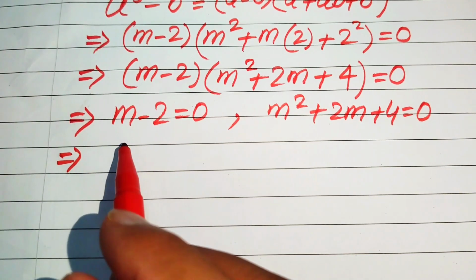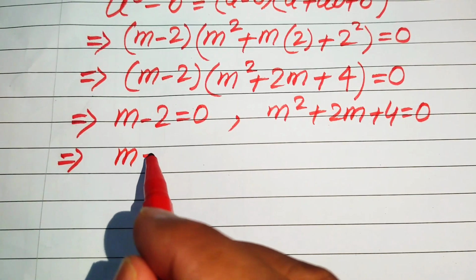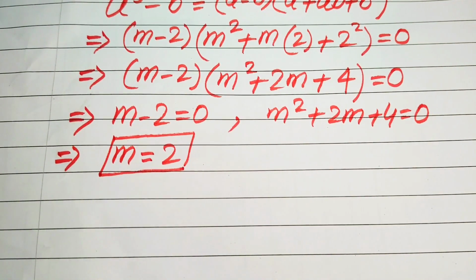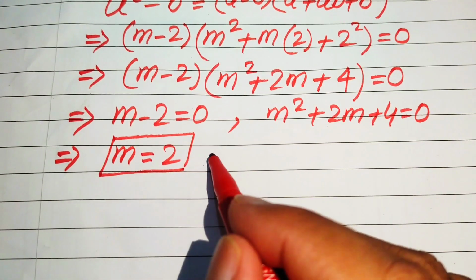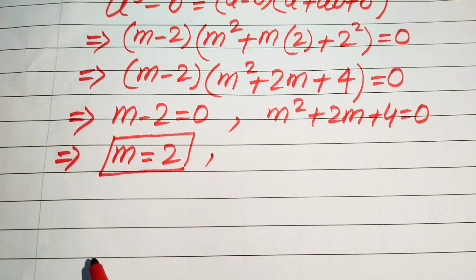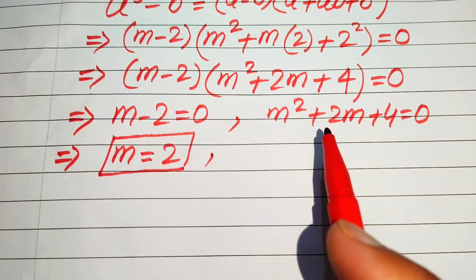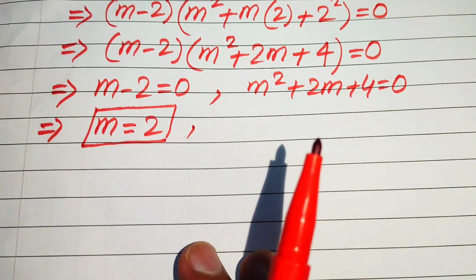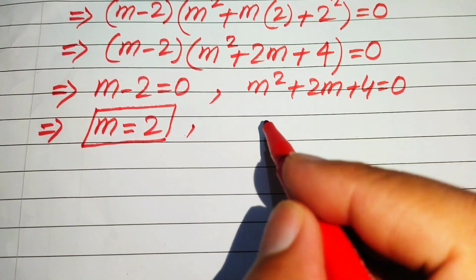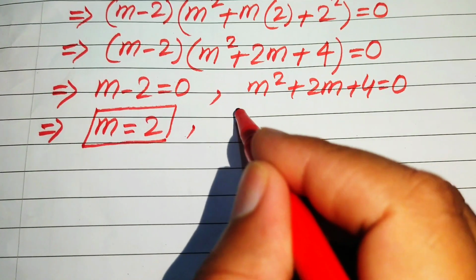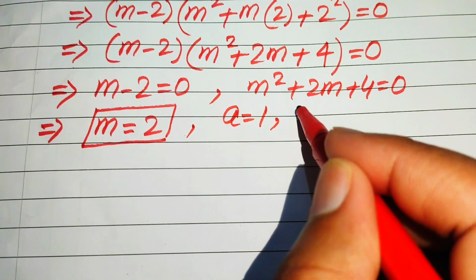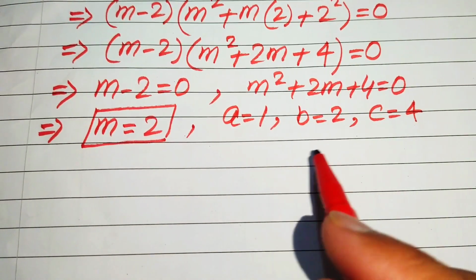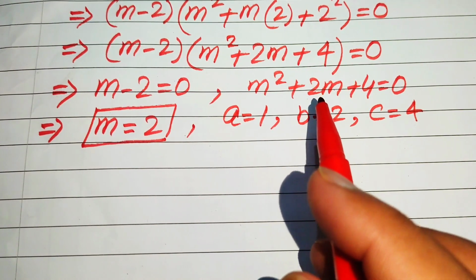Here we first focus on the first case, and we easily get the value of m equals 2. So this is our first real root of the given equation. Now in order to find the other roots we need to solve this quadratic equation. Here we use the quadratic formula. First we write the coefficients of this equation: a equals 1, b equals 2, and c equals 4.